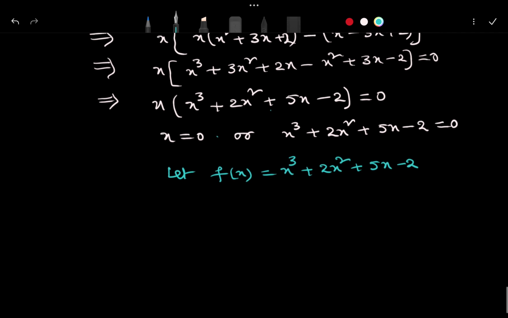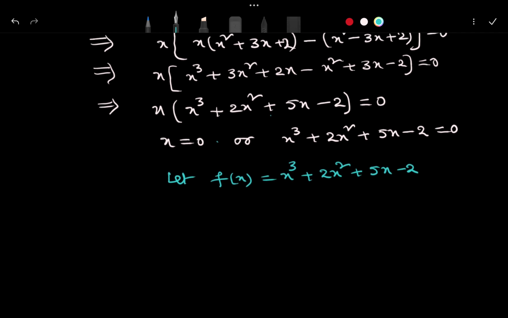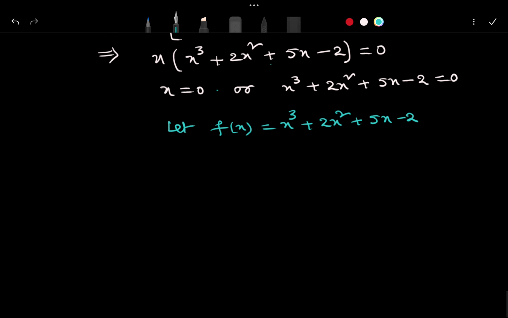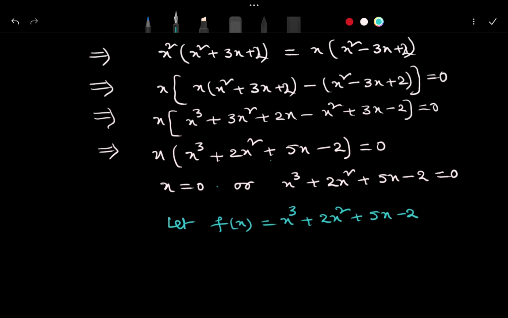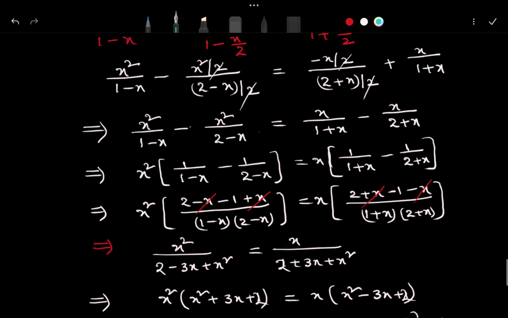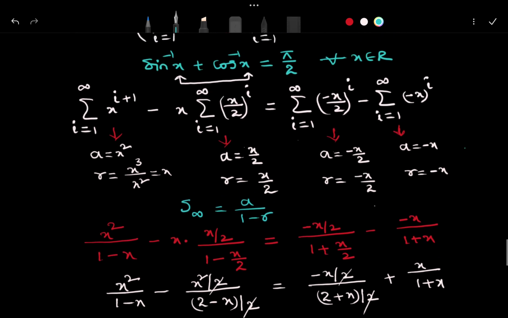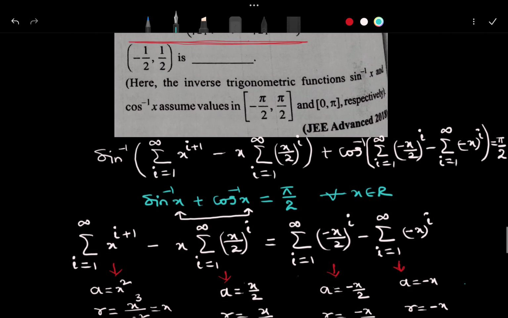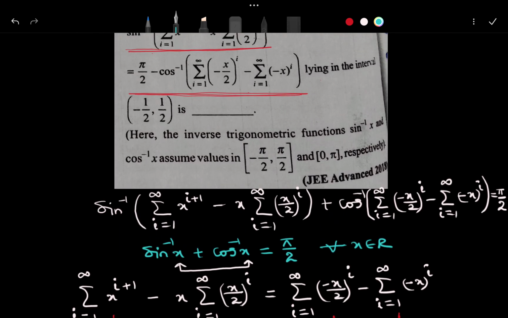Now after this, you know the condition in this question. By observing the given question, this x value will be in this interval: x value will be in the open interval minus 1 by 2 to plus 1 by 2. So here 0 lies in this interval.